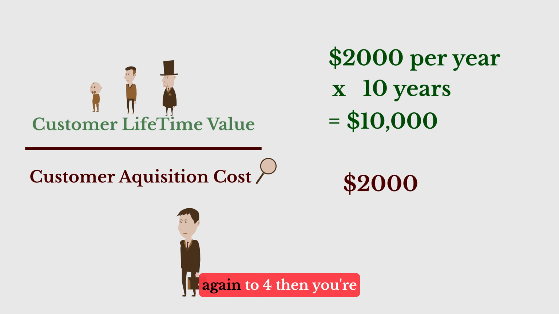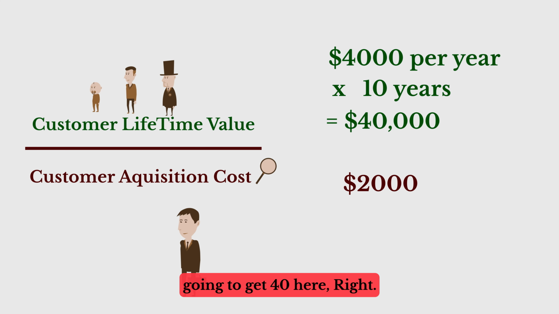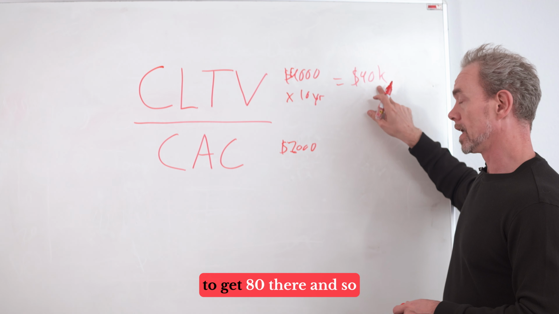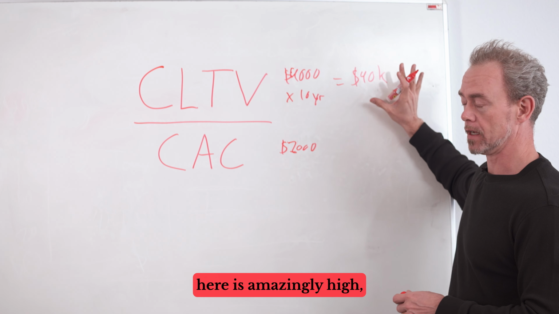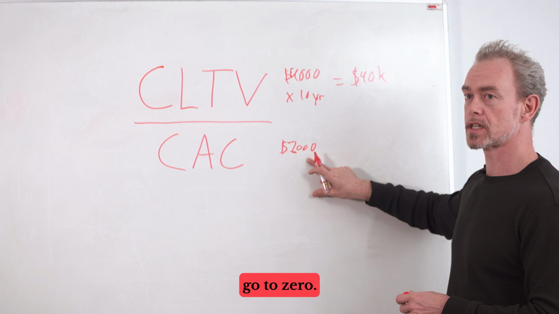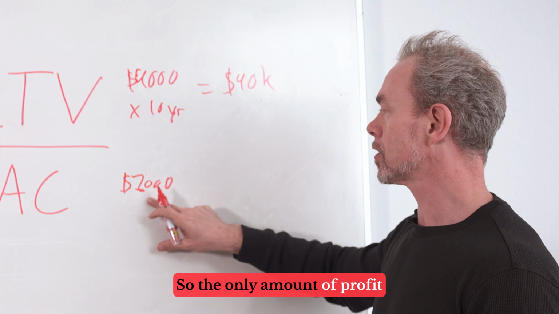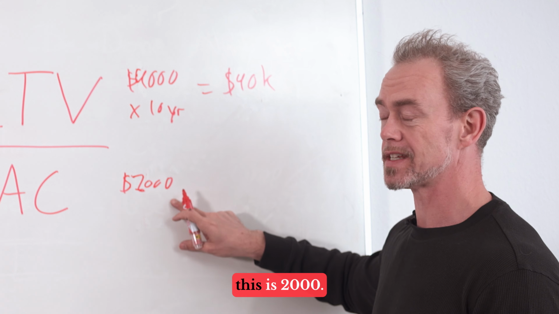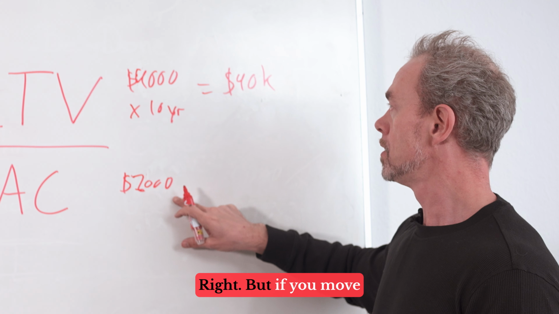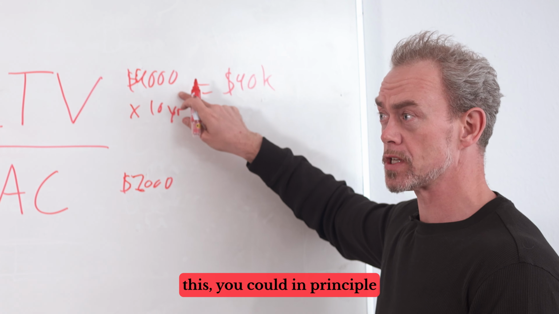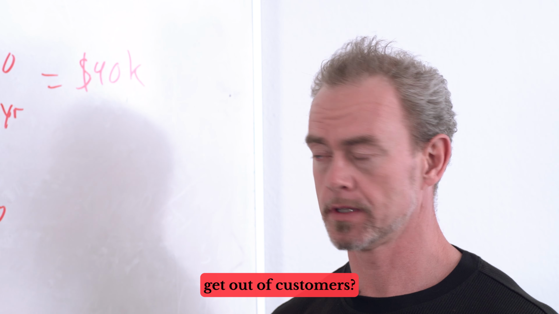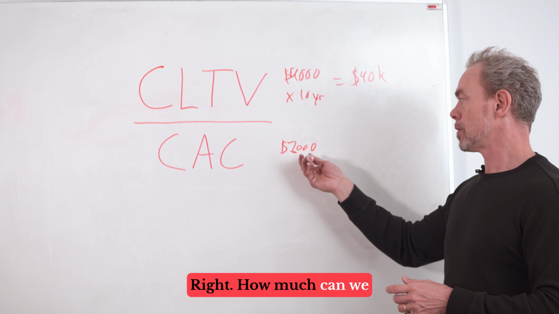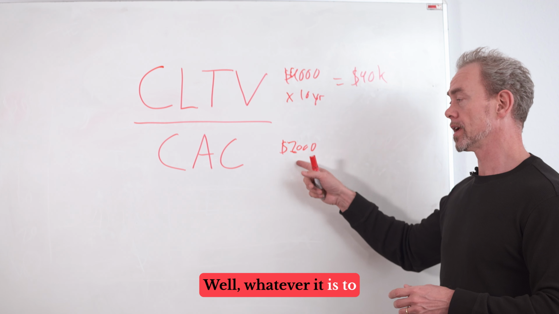Because if you double this again to 4,000, then you're going to get 40,000 here, right? And if you double it again to 8,000, you're going to get 80,000 there and so forth. So the profit expansion here is amazingly high, whereas here you can only go to 0. The only amount of profit you can get from removing this is 2,000. But if you move this, you could, in principle, go to infinity. So how much money can we potentially get out of customers? Well, I don't know, but a lot. How much can we potentially reduce CAC? Well, whatever it is, to 0.